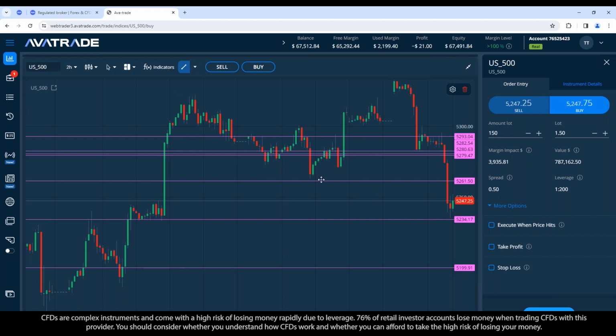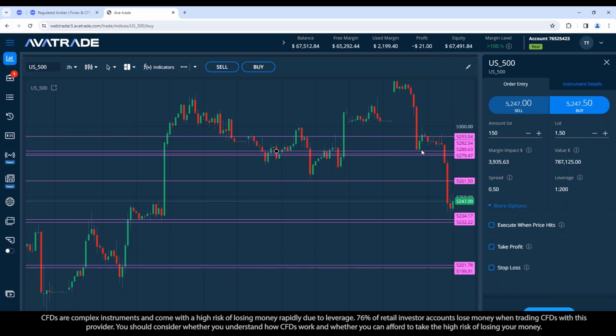And you could do the same thing you could have done below this support level. You can put a pending order below today's support level that it just formed. So if it breaks below today's low to here, have a pending order to sell, and you put your take profit before the next support level, which might be down here.